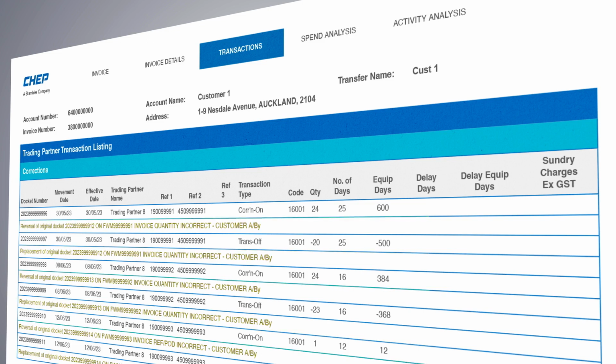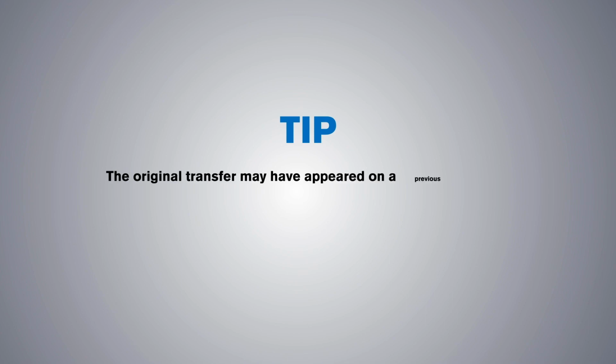Correction comments will provide additional information such as the original docket number, the reason, and the name of the person or company that advised the reversal or correction. Tip: the original transfer may have appeared on a previous invoice. Log in to your MyCHEP to view a copy of the movement.